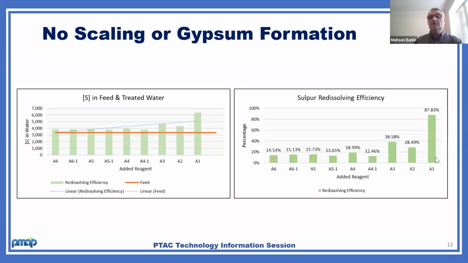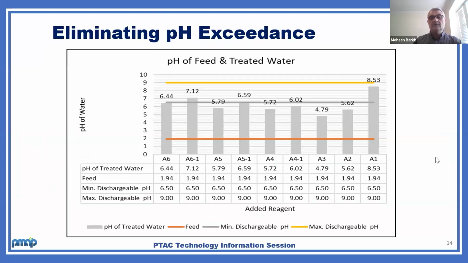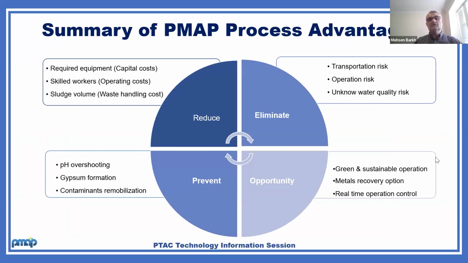Actually, we redissolve some of the sulfate into the water, and we prevent any potential problem that might be caused by scaling. And all of this happens in the pH range between 6.5 and 9, which is the dischargeable pH, regardless of the water quality or pH at the beginning. For example, in this test, we have the pH of the water around 1.9, and the final treated water has a pH around 7.12. So just to make a summary of our technology, I can say we reduced the capital cost of the process by eliminating a significant number of the equipment.